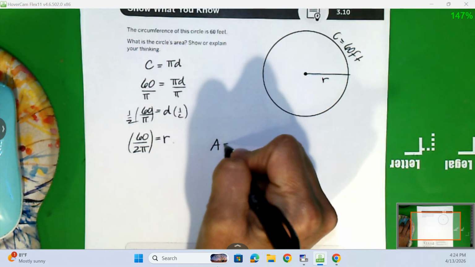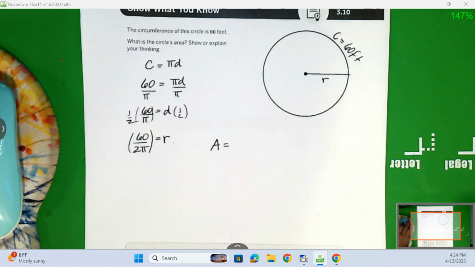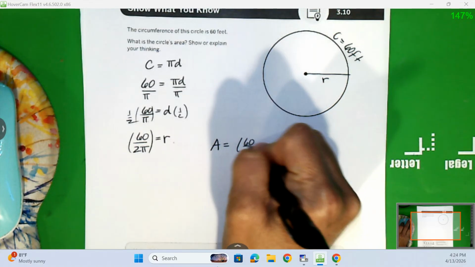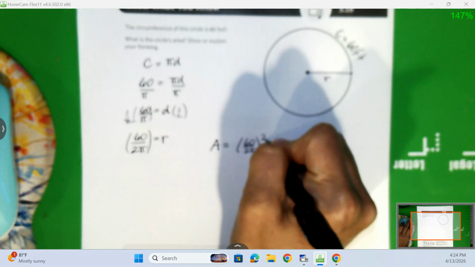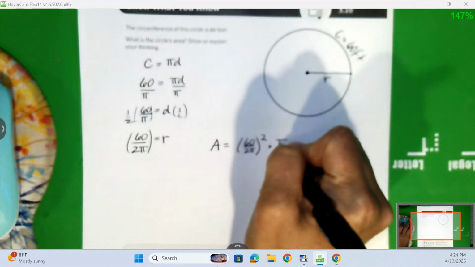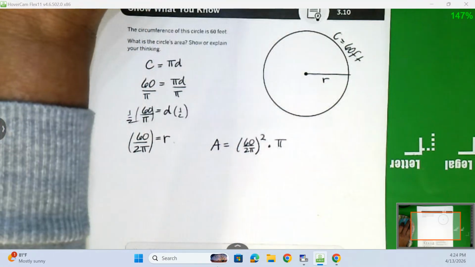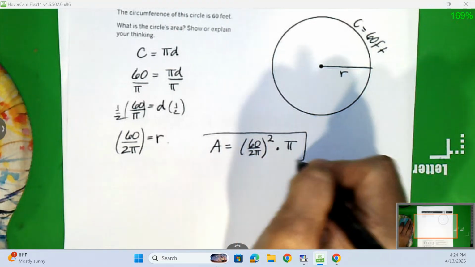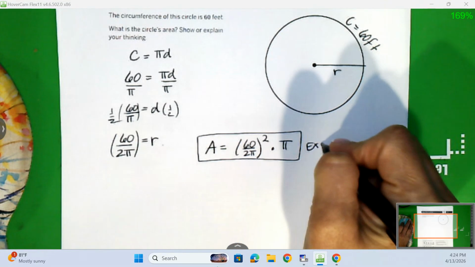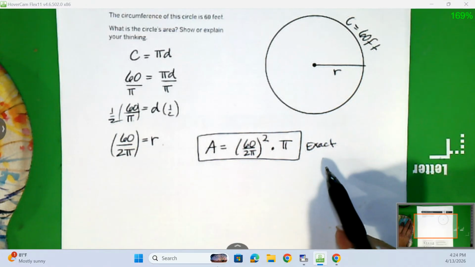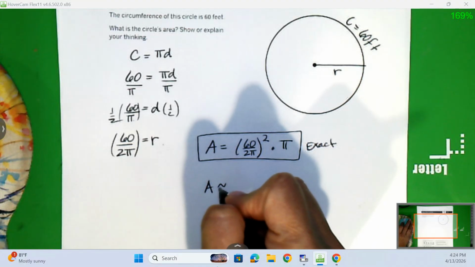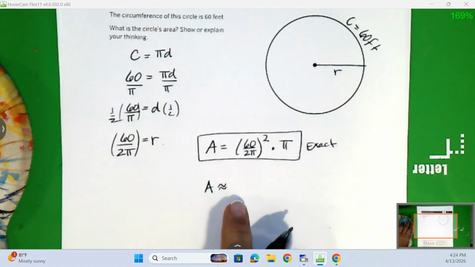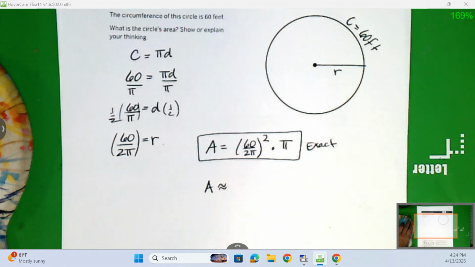To get the exact answer for our area, we're going to leave pi in our answer. We're going to have 60 divided by 2 pi, all of it squared, times pi. Okay, so that's going to be the exact answer. Go ahead and write exact next to that one. And then I want you to use your calculators and try and get the approximation to 2 decimal places of this formula. Go ahead and try that on your own. Pause this video and then turn it back on to see if you did everything correctly with your calculator.